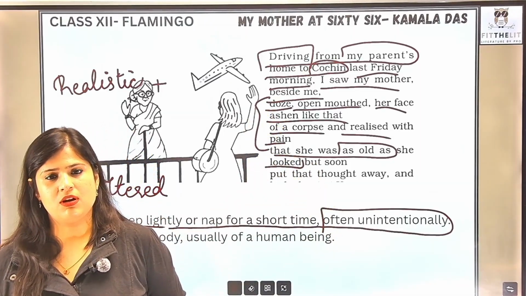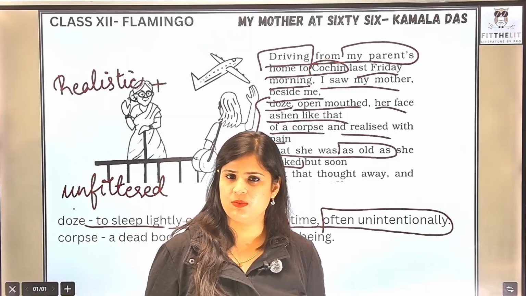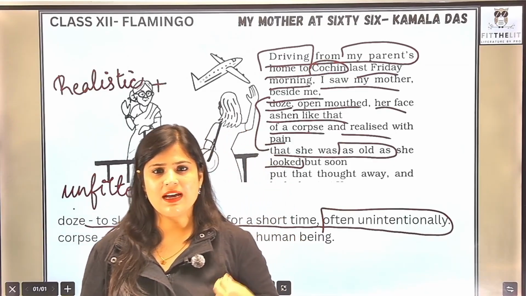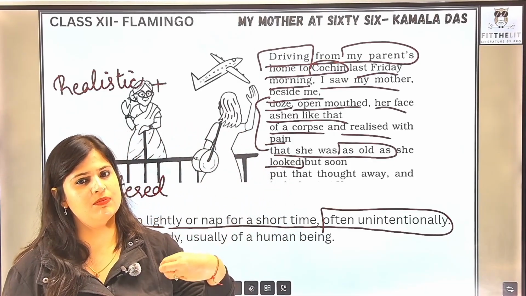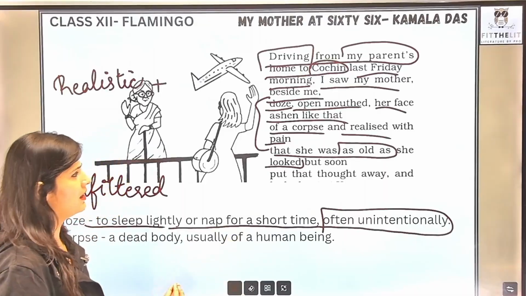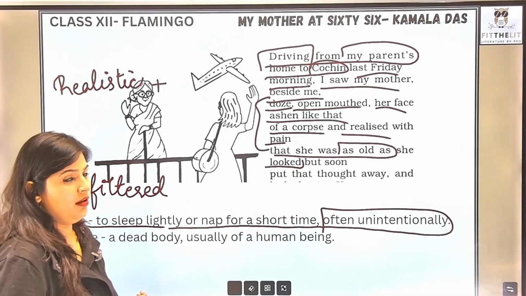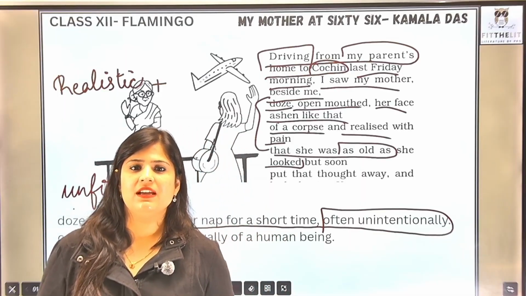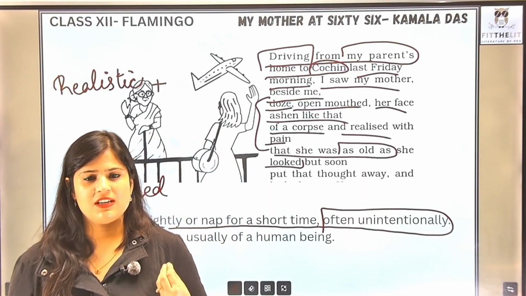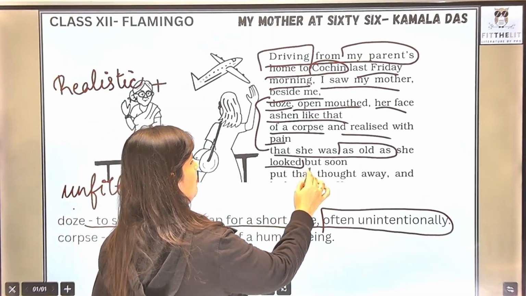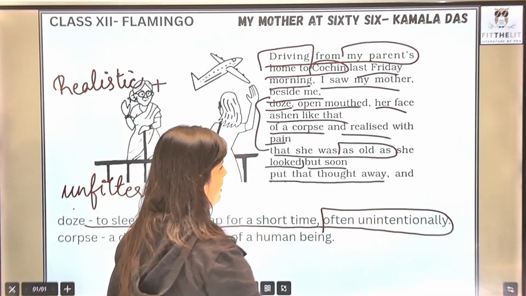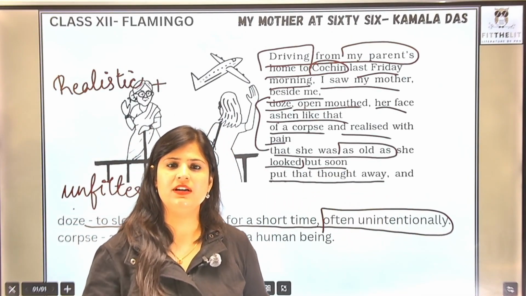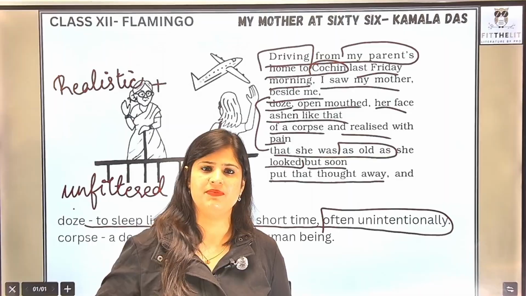The mother was dozing off and her mouth was open and she appeared as dull as a corpse. एकदम dead body की तरह वो एकदम colorless लग रही थी, right? But the poetess realizes that this is a very negative kind of thought. And what does she do? But soon put that thought away. She puts that thought away. She starts thinking about something else.